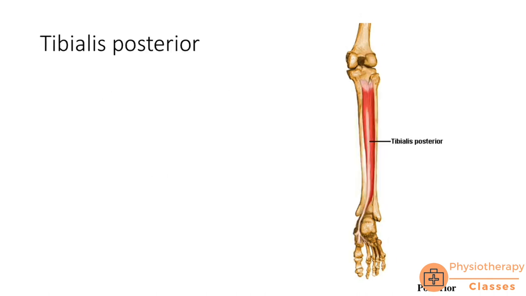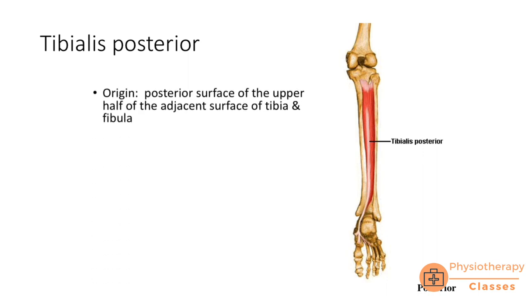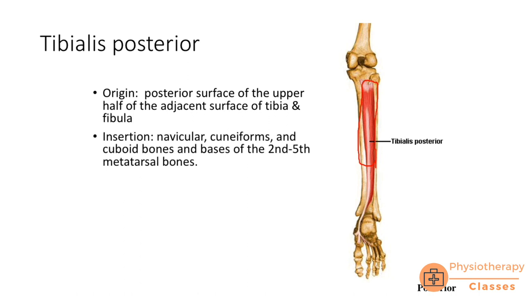Now moving on to the deep posterior compartment. The first muscle is the tibialis posterior muscle. It originates from the posterior surface of the upper half of the adjacent surfaces of tibia and fibula. So you can see here, posterior surface of the upper half of the tibia and fibula, and it gets inserted on the navicular, cuneiform, cuboid bone and base of the second to fifth metatarsal bone.